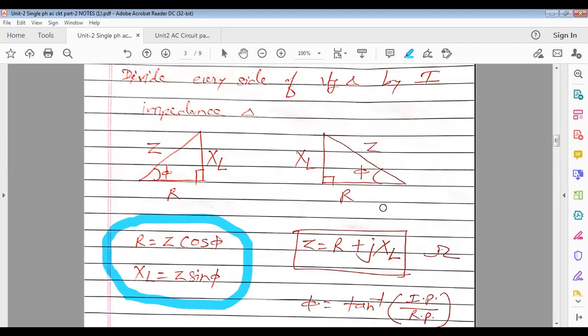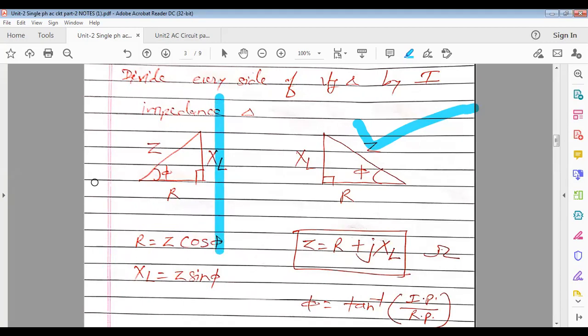Got it, everyone? Okay. Now this triangle, this one, you compare with the S-plane. So what you will find is this one is the real axis and this one is the imaginary axis. So if you compare this impedance triangle, compare this one.